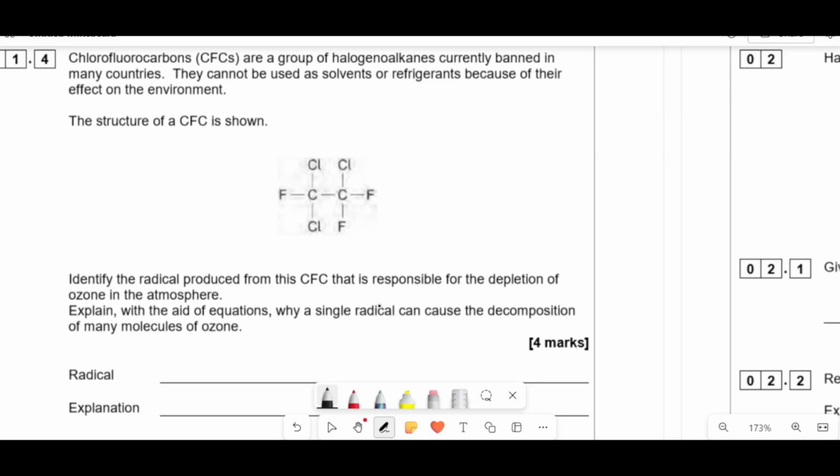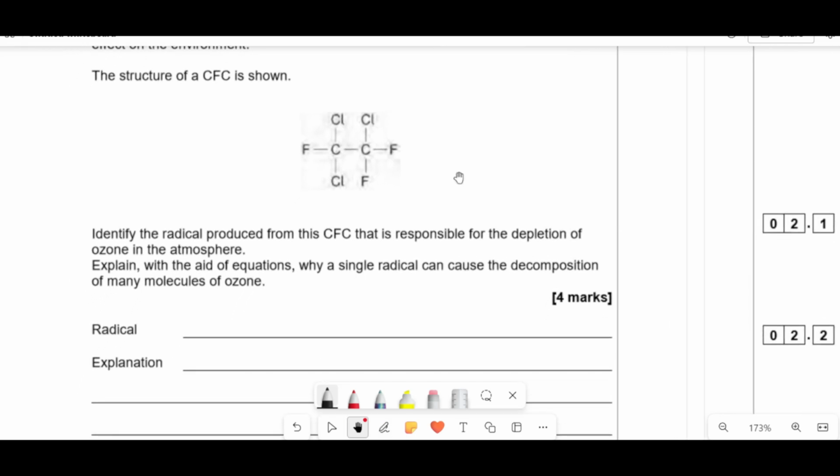CH2CH3. There you go. So chlorofluorocarbons are a group of halogenoalkanes currently banned in many countries that cannot be used as solvents and refrigerants because of their effect on the environment, and here's the structure of one here.